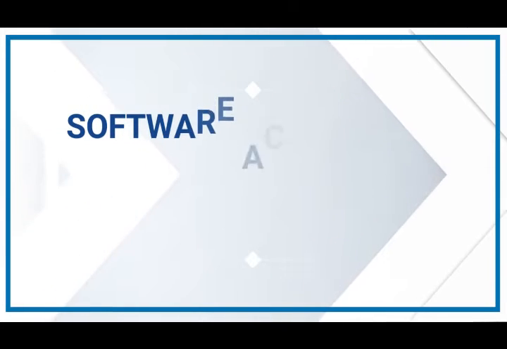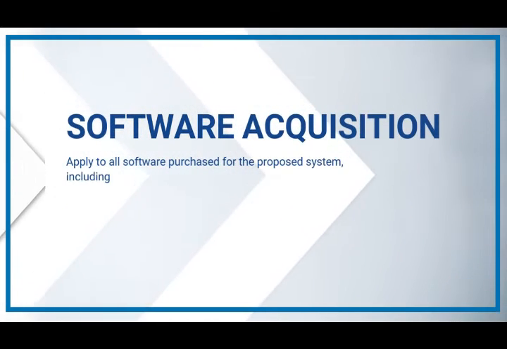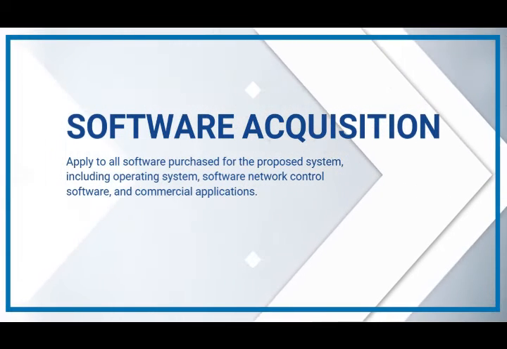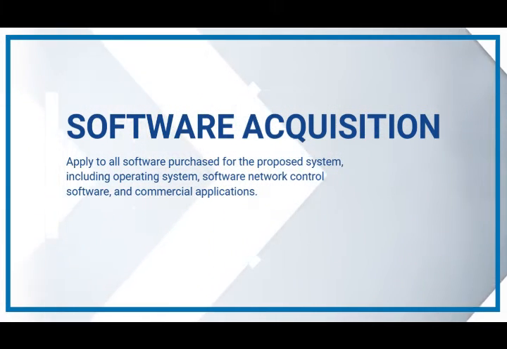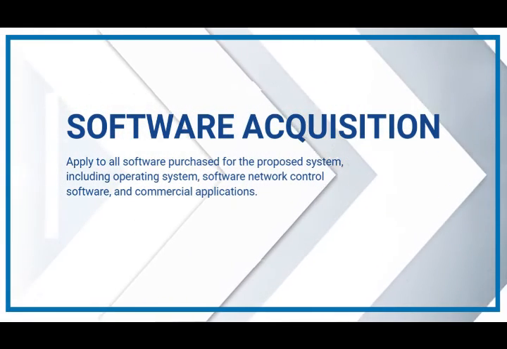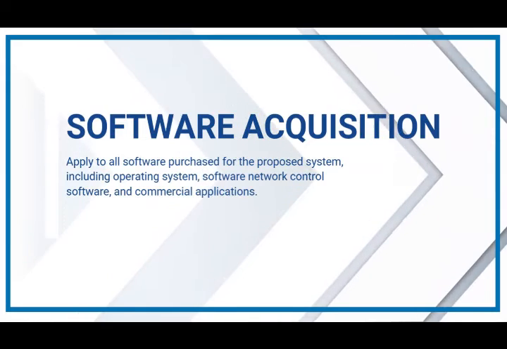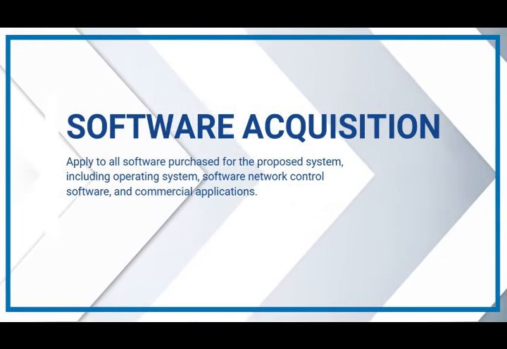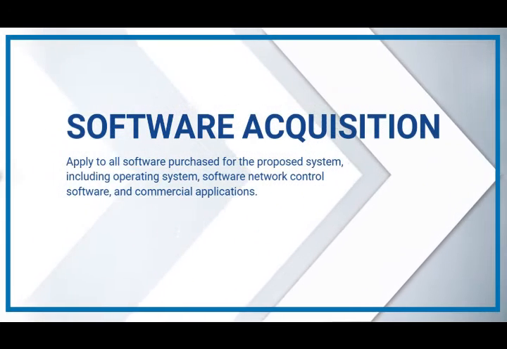The third one is the software acquisition. These costs apply to all software purchased for the proposed system, including operating system software if not bundled with the hardware, network control software, and commercial applications such as accounting packages. Estimates of this cost can be obtained from the vendors.